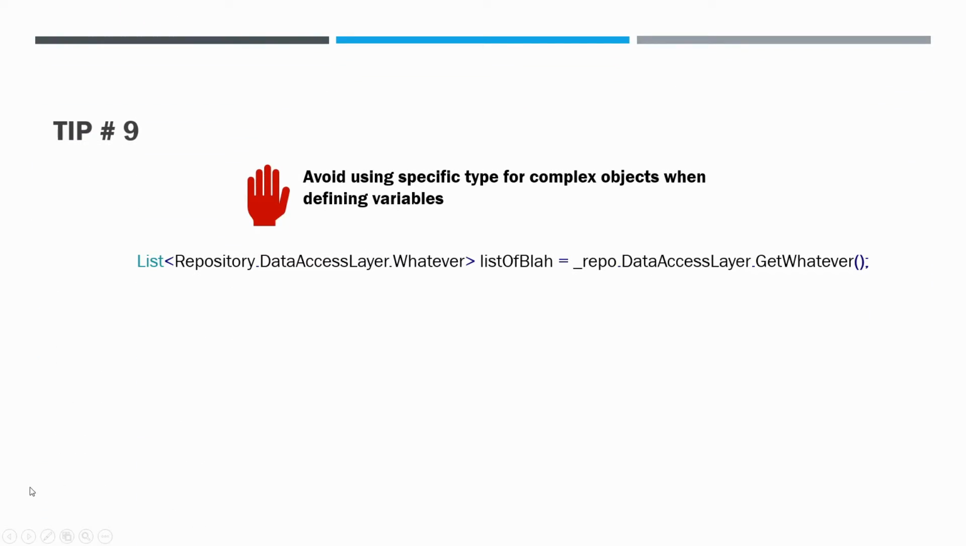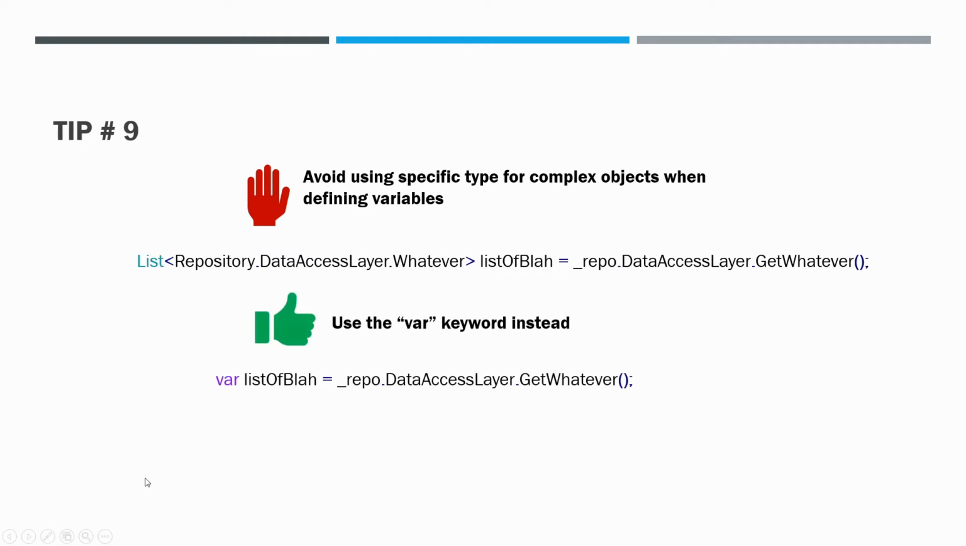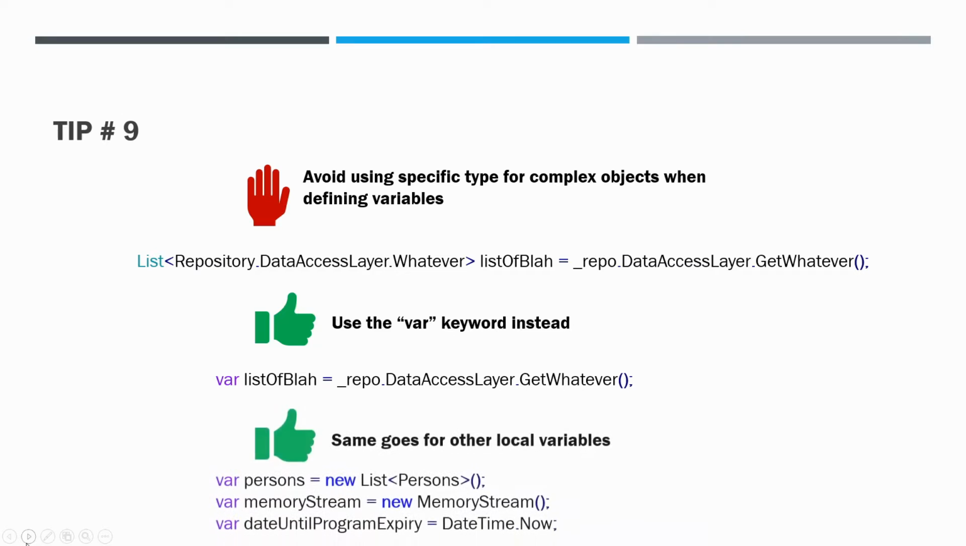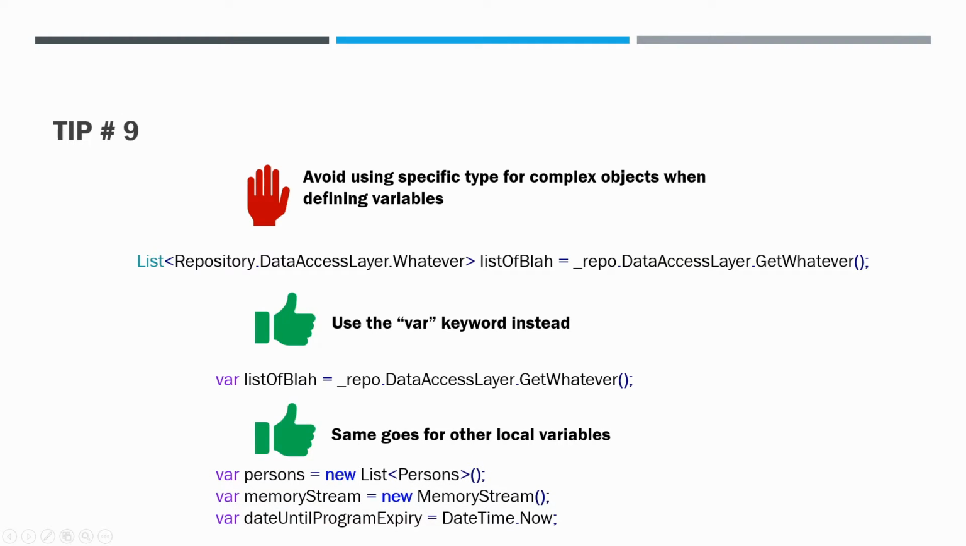Tip number 9. Avoid using a specific type for complex objects when defining variables. Instead, use the var keyword. Using the var keyword removes clutter, particularly with complex generic types. Type is easily detected with Visual Studio tooltips. It facilitates programming in that you don't necessarily need to know the type when invoking methods that return certain types. The same goes for other local variables. Try to use the var keyword where possible.